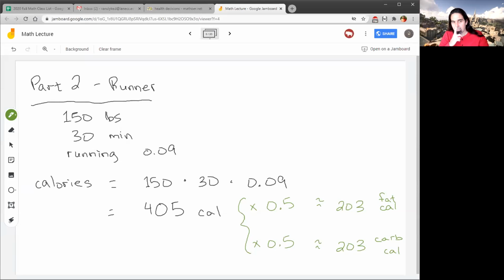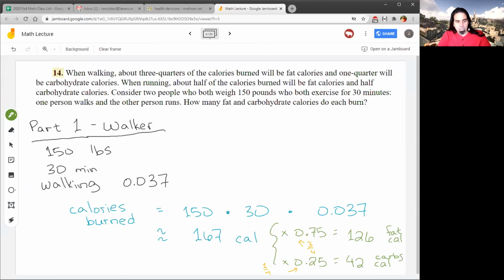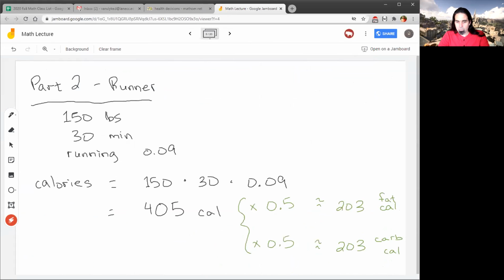So we can see that even though a bigger percentage, 3/4, was fat when you walk, you wind up burning more fat calories by running just because you burn so many more calories. And if you can do all of that, that's about as complicated as I can possibly make these. Any questions on that big 2-part problem?